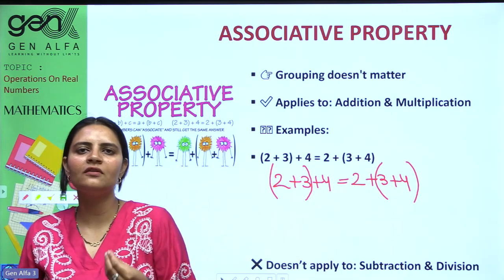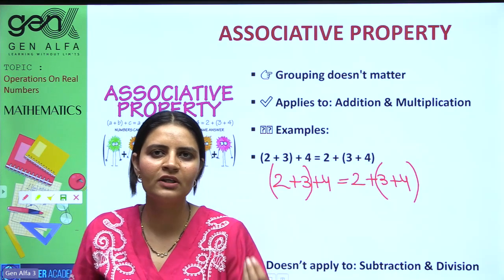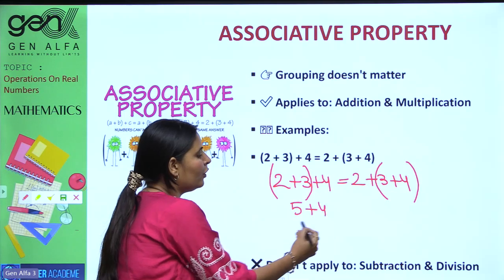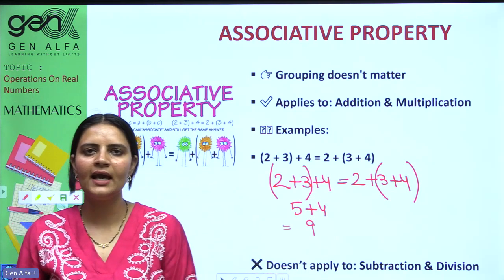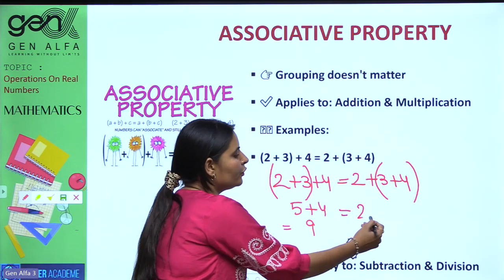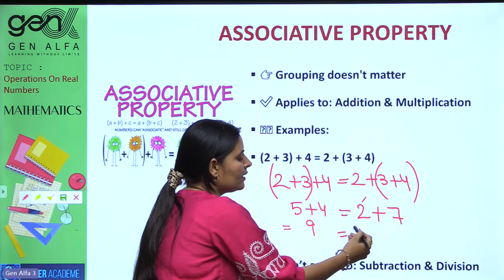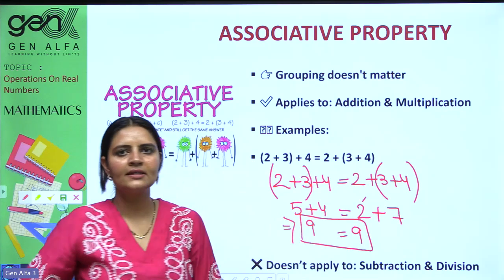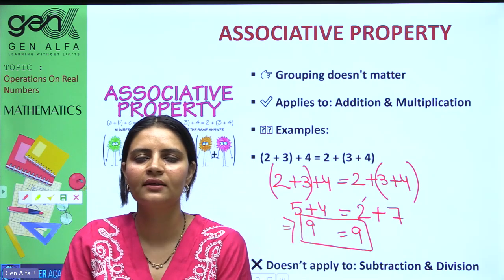Now just solve them by applying BODMAS. BODMAS says bracket would be opened firstly. 2 plus 3 gives you 5. Then it would be added to 4, giving you 9. Yes? And here the bracket would be opened firstly. 2 would be as it is. 3 plus 4 is 7. Now 2 is added to 7. So your answer is same. Your answer is coming as 9 in either of these sides. Left hand side is equal to right hand side.